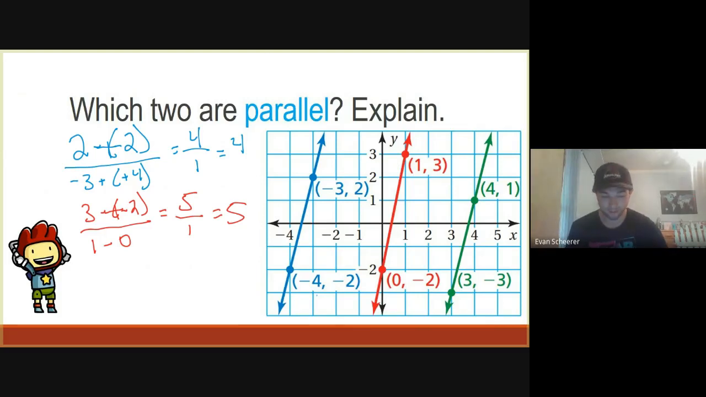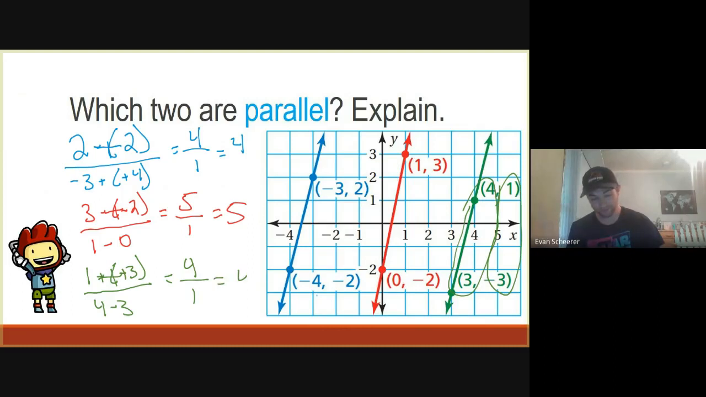All right, and then the last one, we'll use green, right? So we're going to do 1 minus -3 over 4 minus 3. You guys are going to notice 1 minus -3 is the same as 1 plus 3, which is 4. 4 minus 3 is 1, so we get 4. So which of the two lines are parallel? Yep, your answer is blue and green.